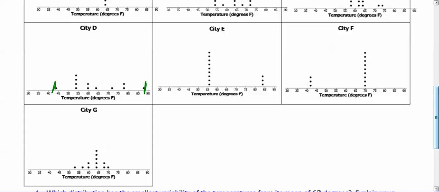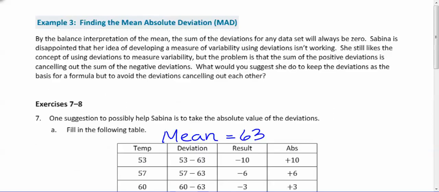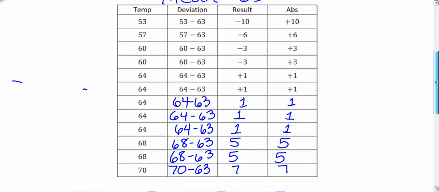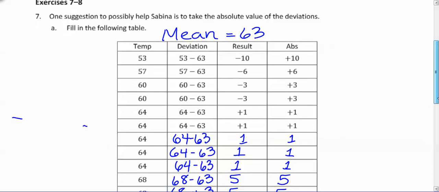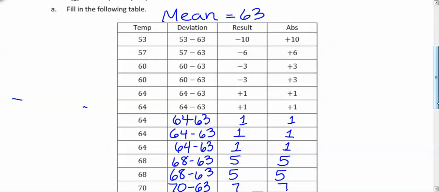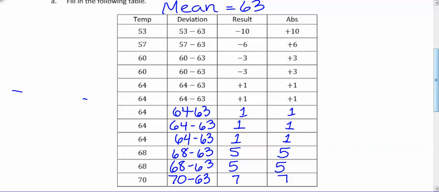So we have to prove that with some math, and that's where mean absolute deviation comes in. An example that you have on your homework, they made a nice chart here. The mean for these cities was 63. The average temperature was 63 for city G. If the temperature is 53, that means it's 10 below what's typical, so we take the absolute value of that, and that's how they got a positive 10. 57 is 6 below what's typical, and you change that -6 into a positive because it's absolute deviation. You continue to do that.